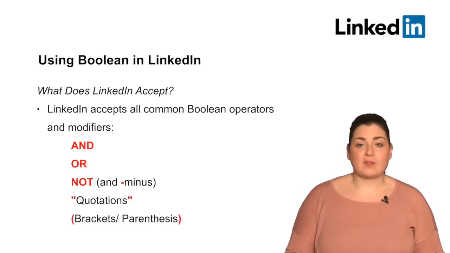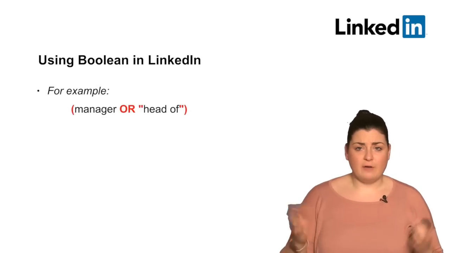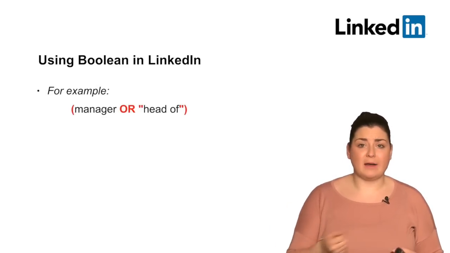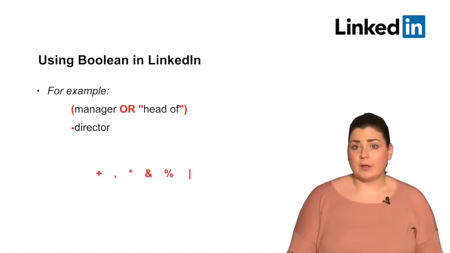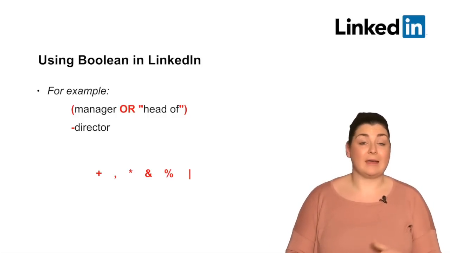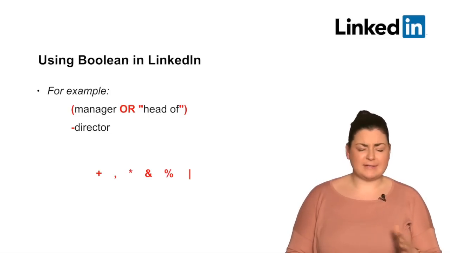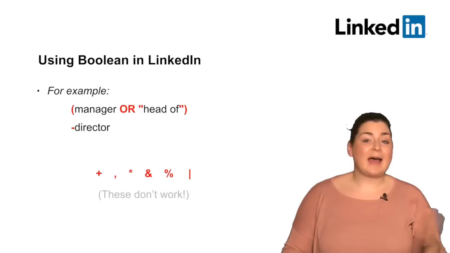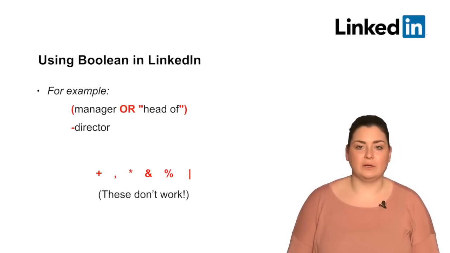What's changed? For example, I can search for manager OR head of in parentheses, minus director. I can't use anything like the plus symbol or comma. I can't use the asterisk or any other wildcard symbol like ampersand or the percentage sign. I can't use a straight bar line, which is a replacement for OR in other databases, like Google, for example. But I can't use any of those at all. They've never worked, and they still don't work, so please don't include them.